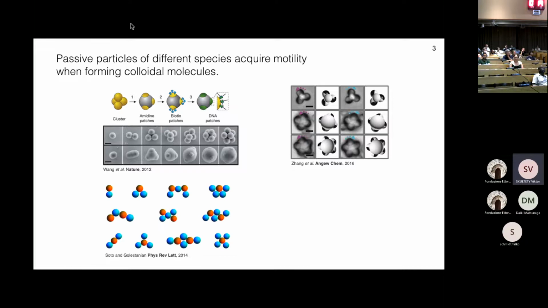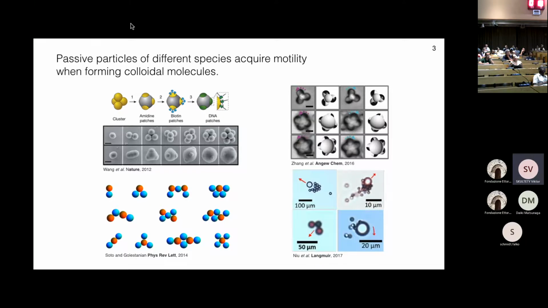An alternative approach was presented by Soto and Golestanian in 2014, where they use two species of passive particles. One is chemically active, the other one is not. And then they come together and form different types of colloidal molecules, which show different types of activity. The first experimental realization was done by Niu and co-authors, with an ionic system that is fuel-driven, and it's kind of like a predator-prey behavior, but it shows some of the characteristics, but not all of them.